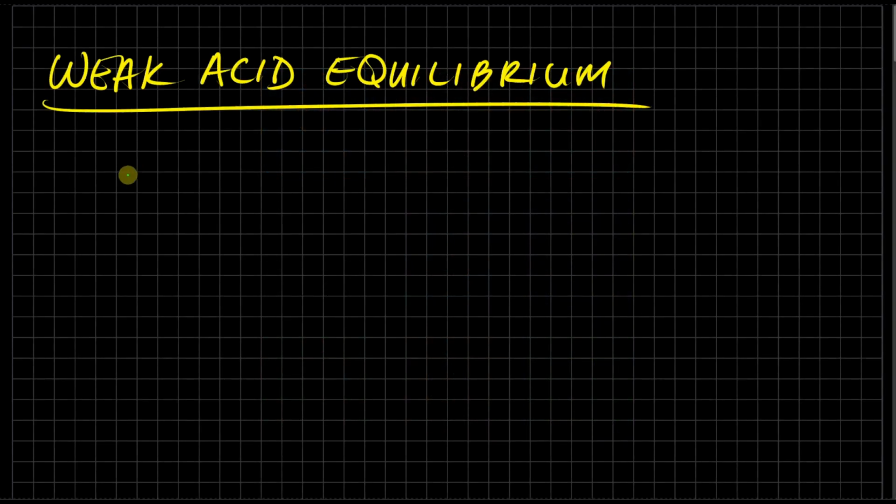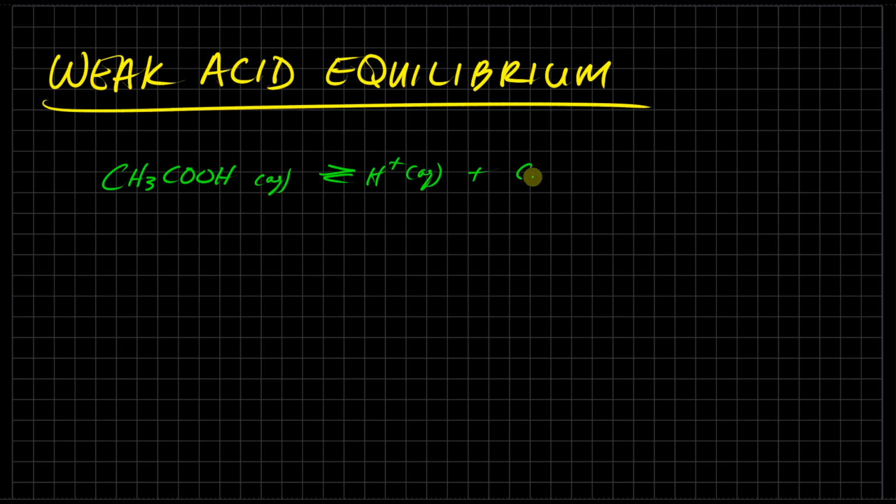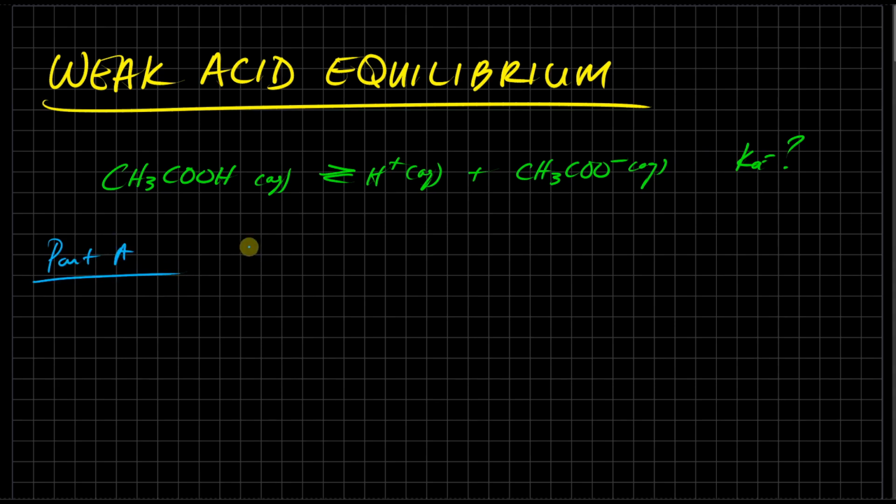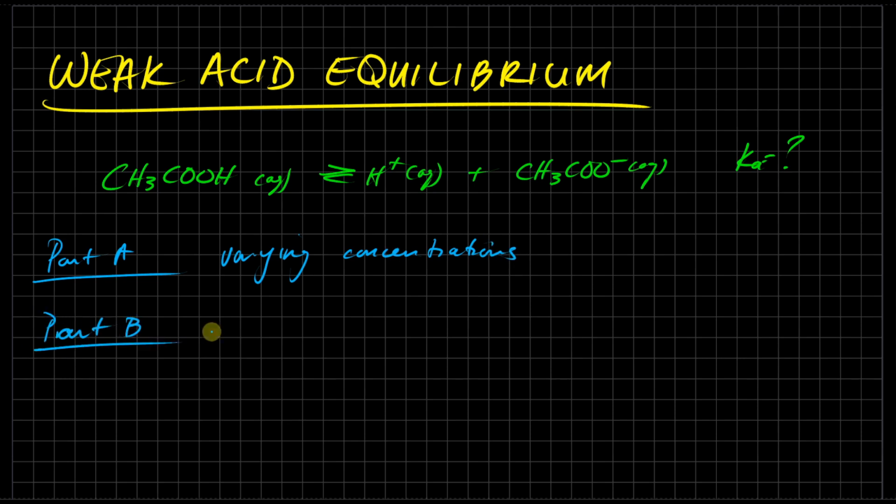The whole purpose of this lab is to find a Ka of this weak acid, acetic acid, which is otherwise known as vinegar, right? So we'll have our H plus and our acetate ion, and our whole aim is to find the Ka of this acid. And we're going to do this in two ways, in two parts. For part A, you're going to find the Ka by varying the concentrations of this acid. And for part B, you're going to find the Ka of this acid by making buffers.